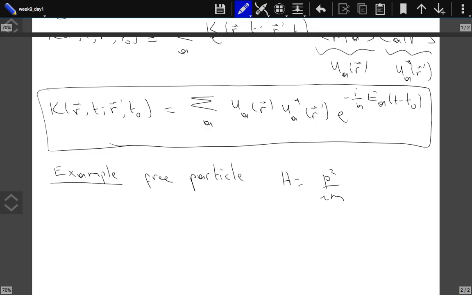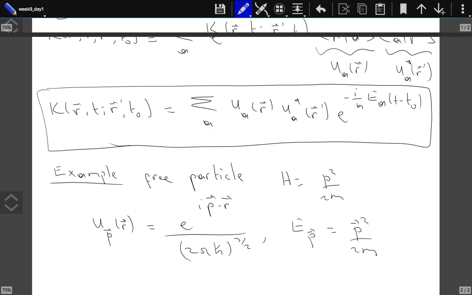Now, in the case of the free particle, we had already evaluated the energy eigenstates, the wave function of energy eigenstates. They were just plane waves. These are my energy eigenkets with the corresponding energy eigenvalue, p squared over 2m. So these we had already obtained.